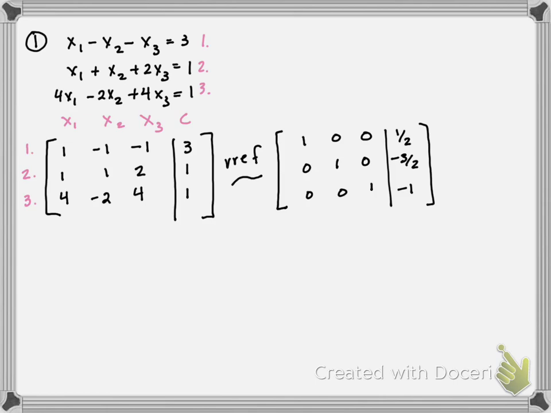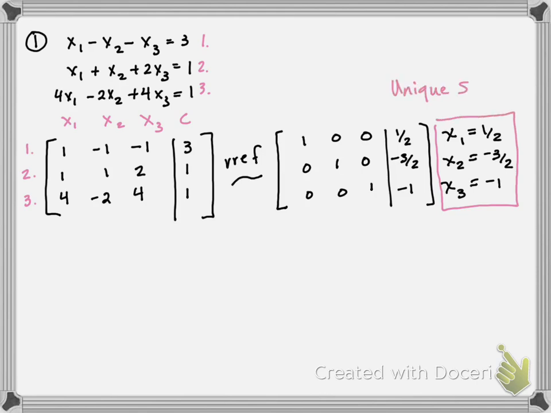So here, the first row will tell me 1x1, no x2, no x3 equals 1 half. So x1 equals 1 half. No x1, 1x2, no x3 equals negative 3 halves. So x2 equals negative 3 halves. And then finally, no x1, no x2, 1x3. So x3 equals negative 1. So here is our solution. And this is a pretty special case when we have three equations in three unknowns and we have a unique solution.